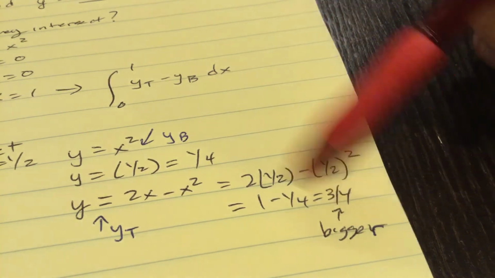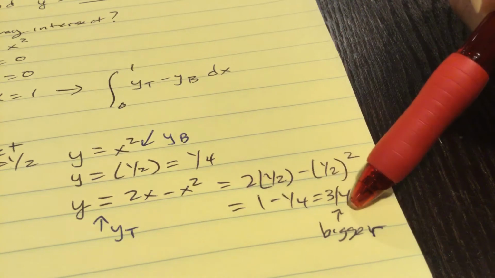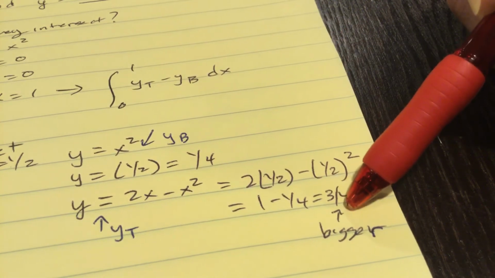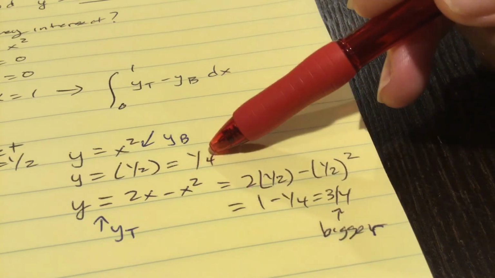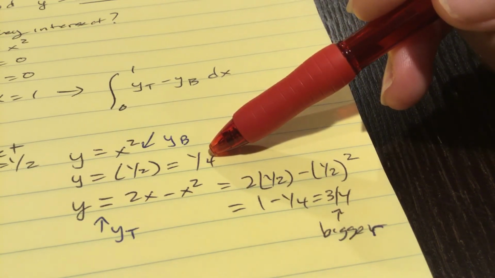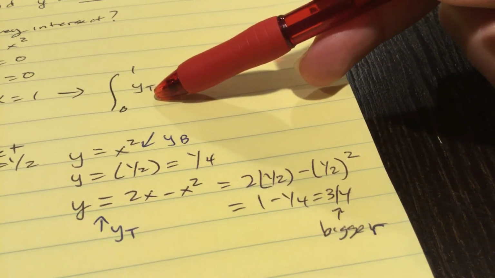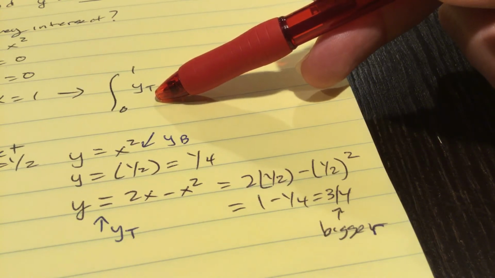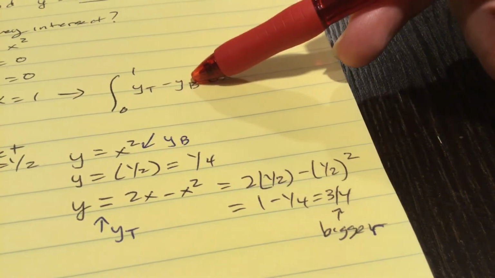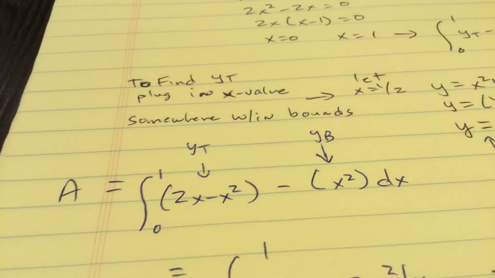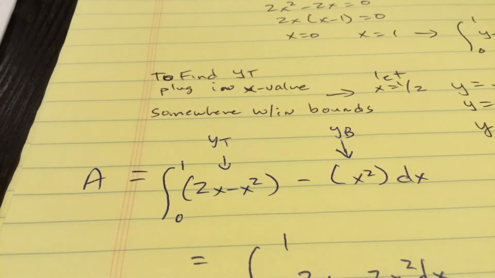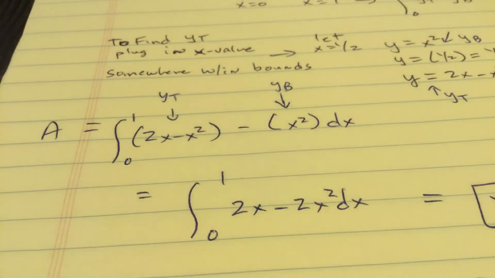Because 3/4 is bigger than 1/4, that's the bigger y value. This means this function here is y top the entire time. This is y top. This is y bottom. All right, so where I see y top, I'm going to put 2x minus x squared. Minus where I see y bottom here, I'm going to put minus x squared, just like this. Then I simplify, always simplify. And then I integrate.